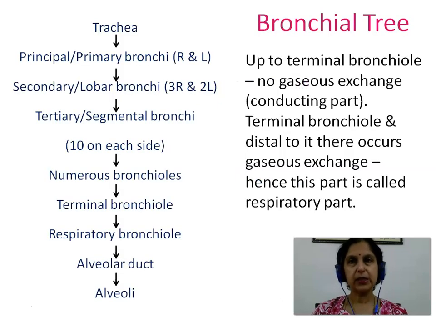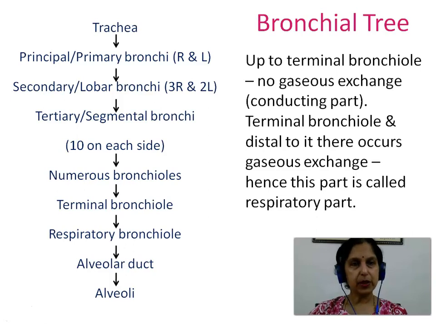Now let us first see the bronchial tree. The trachea divides into principal or primary bronchi, and these are two, right and left. These then divide into secondary or lobar bronchi, 3 on the right side and 2 on the left side. And the secondary bronchi divide to give rise to tertiary or segmental bronchi, and these are 10 on each side.